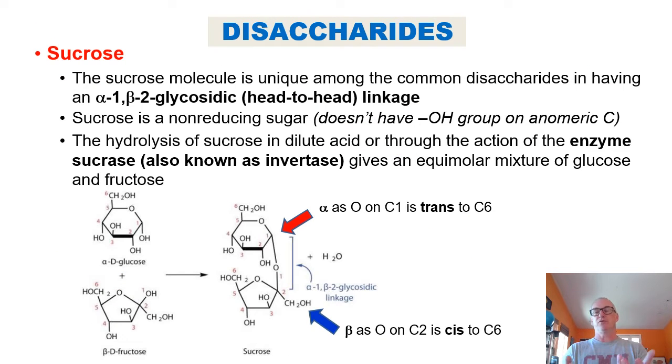So then we come to sucrose. Sucrose is the most common that we certainly come across. And it has a really unique linkage because it doesn't go 1,4 like most other disaccharides do. It actually has an alpha-1, beta-2 glycosidic linkage. So what does that mean? So here we have glucose, and it is connected to fructose. So it's one glucose, one fructose linked together to make sucrose.